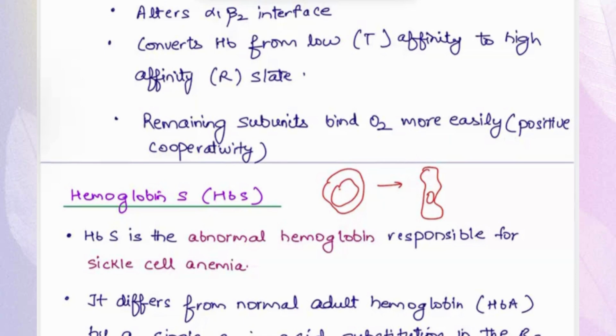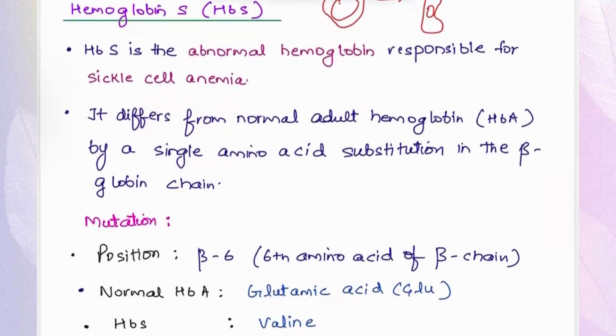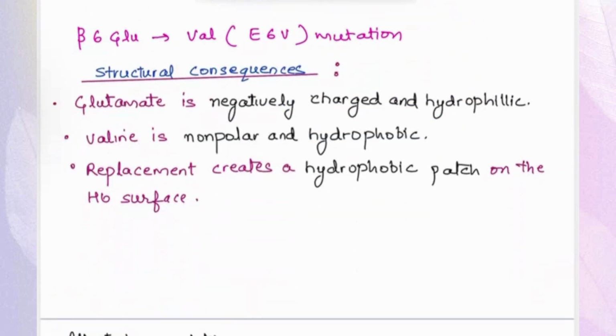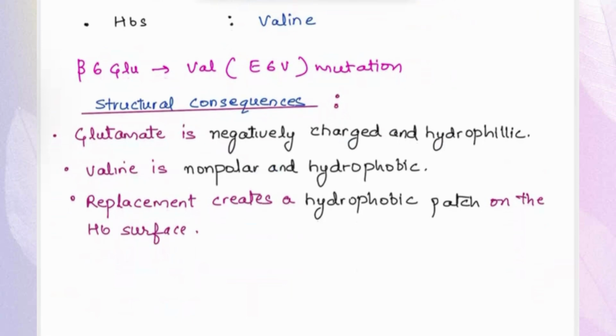Now talking about sickle cell hemoglobin, HbS. HbS is the abnormal hemoglobin responsible for sickle cell anemia. It differs from normal adult hemoglobin by a single amino acid substitution in the beta globin chain. The mutation takes place at the 6th amino acid of the beta chain. In normal hemoglobin it is glutamic acid, whereas the mutated one is valine. Glutamate is negatively charged and hydrophilic, whereas the mutated form, valine, is nonpolar and hydrophobic. This replacement creates a hydrophobic patch on the hemoglobin surface.